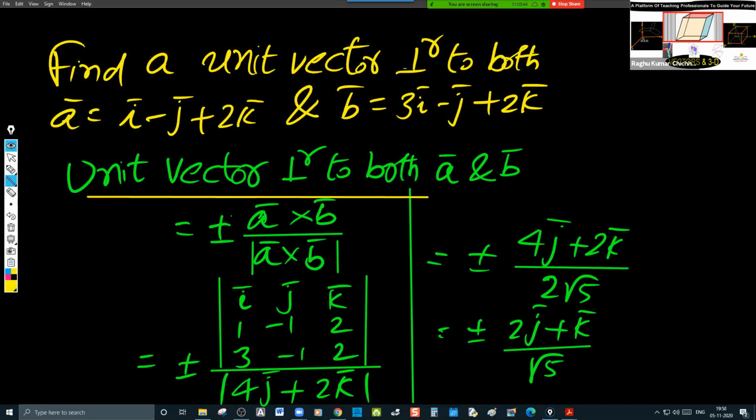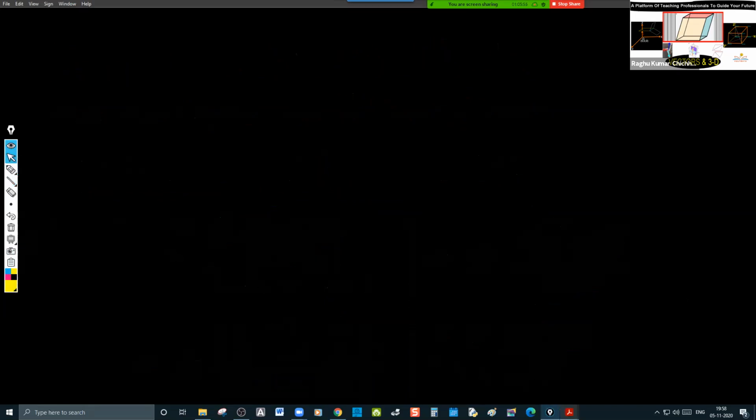Unit vector perpendicular to both means it is obvious that you have to find out the cross product. Okay. Erasing this. Now coming to the next point.